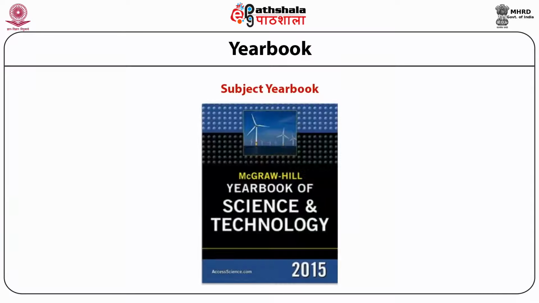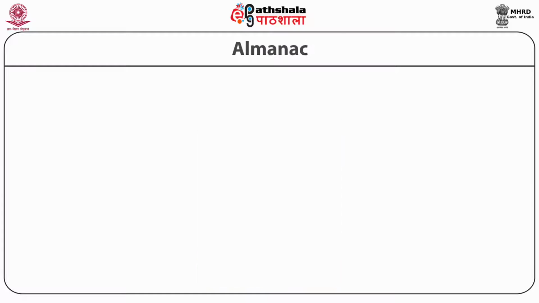Subject yearbook. A yearbook devoted to a specific subject or group of subjects is a subject yearbook. For example, McGraw-Hill Yearbook of Science and Technology is brought out every year to cover significant achievements in areas of science and technology during the previous year. This way it keeps the Encyclopedia of Science and Technology up to date.